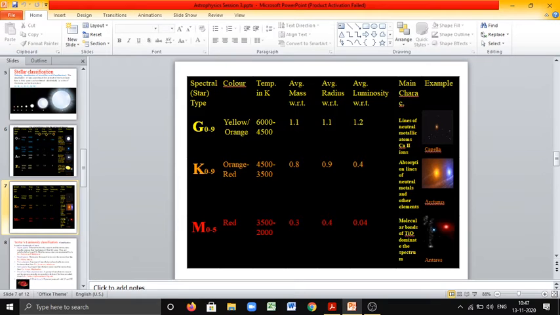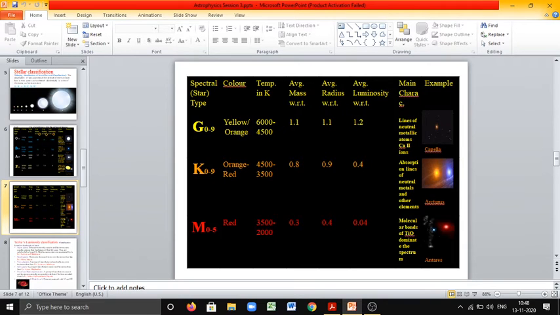Coming to G stars, the color of these G stars is yellow or orange and temperature varies from 6000 to 4500 Kelvin. Mass of these stars is about 1.1 times solar mass, radius is about 1.1 times solar radius and luminosity is about 1.2 times solar luminosity. K stars, the color of these K stars is orange or red and temperature of these stars varies from 4500 to 3500 Kelvin. Mass of these stars is about 0.8 times solar mass, radius 0.9 times solar radius, luminosity 0.4 times solar luminosity.